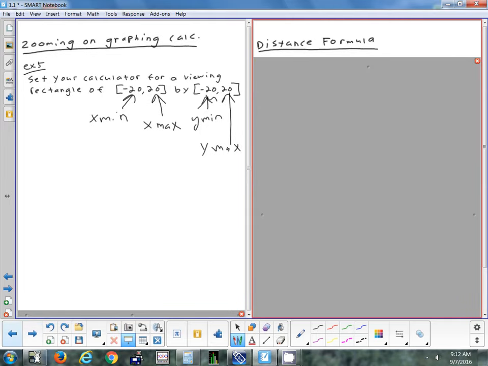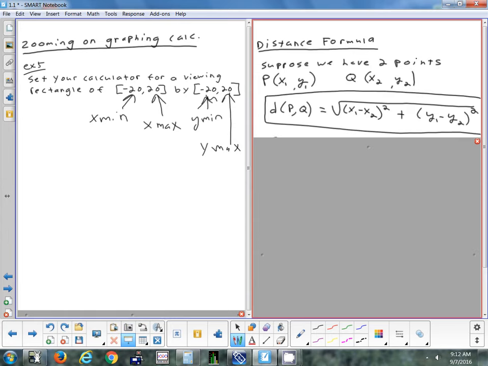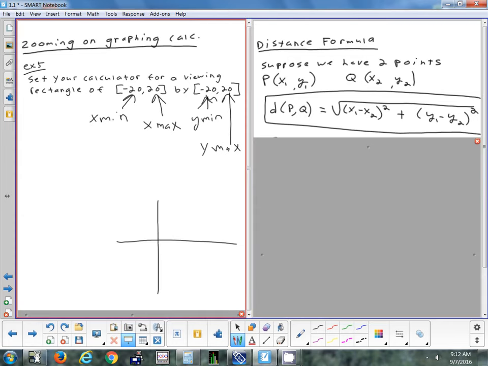Okay, so last thing. Distance formula. We already have a distance formula for a number line. Just subtract the two numbers because they're horizontal. Well, in 2D, we could have points on a diagonal. Not quite as easy to find the distance between those two. But we have a formula that allows us to do it.